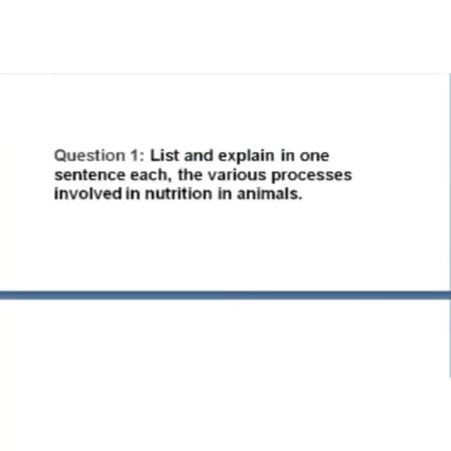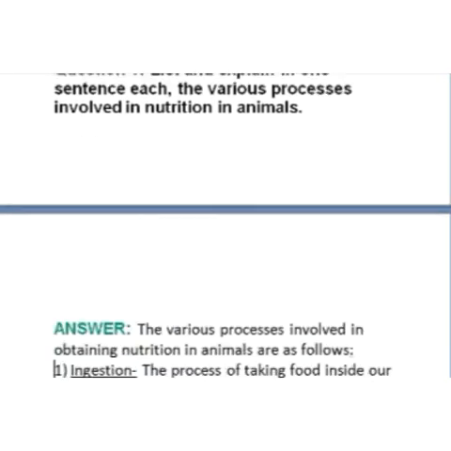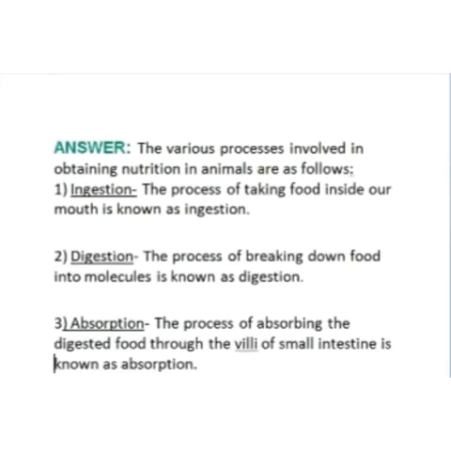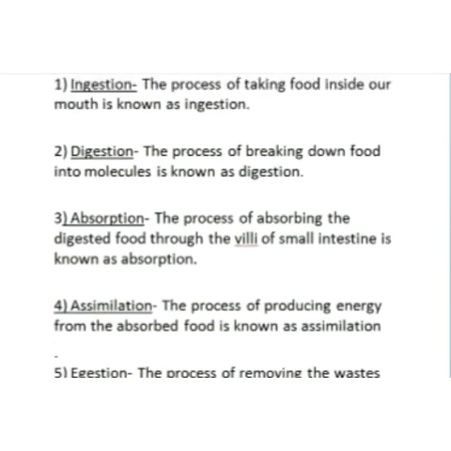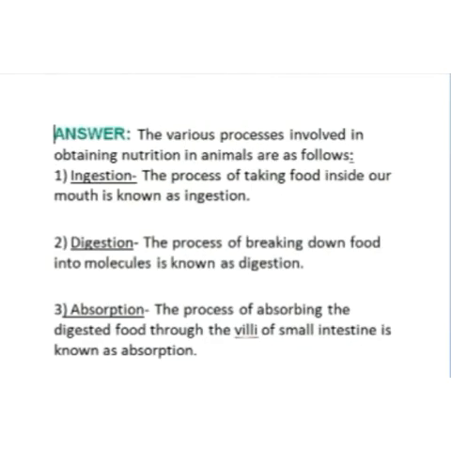Your question number 1 says: list and explain in one sentence each the various processes involved in nutrition in animals. So, students, you have to list and explain the various processes that are involved in the nutrition in animals. So, what are those? We have read. Very good. How many processes are there? Basically, there are 5 processes. Can you name them? Ingestion, digestion, absorption, assimilation, and egestion.